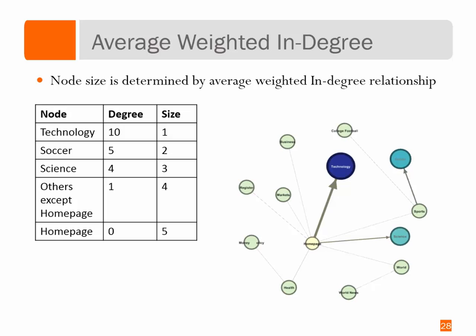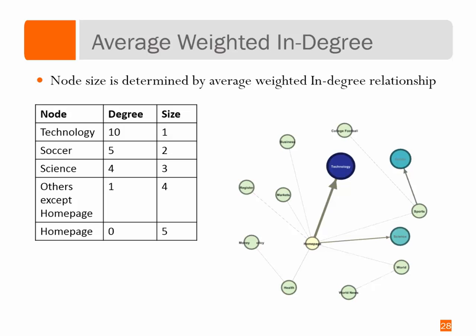We can also apply an average weighted in degree. So now we're just looking at what's flowing in. So the node size is determined by the average weighted in degree relationship. And if you'll recall, we had this very strong relationship between the home page and technology, where the home page makes a lot of referrals to the technology page. So it has a degree size of 10 and is given a node size of 1.